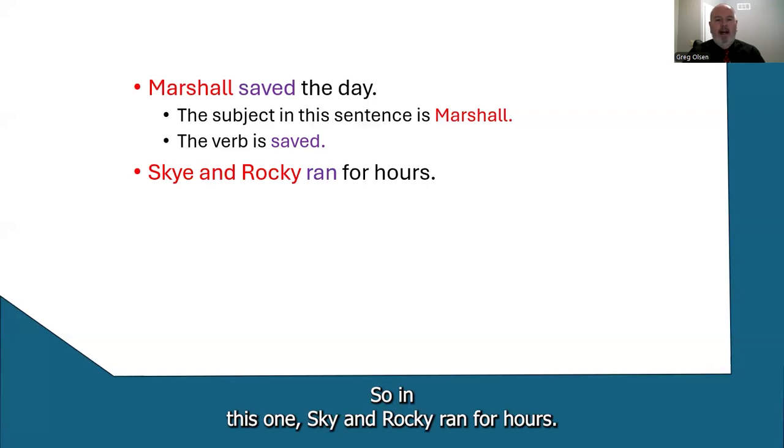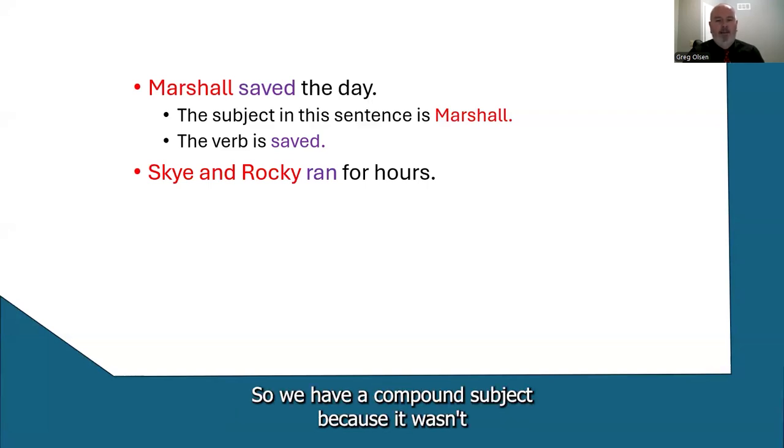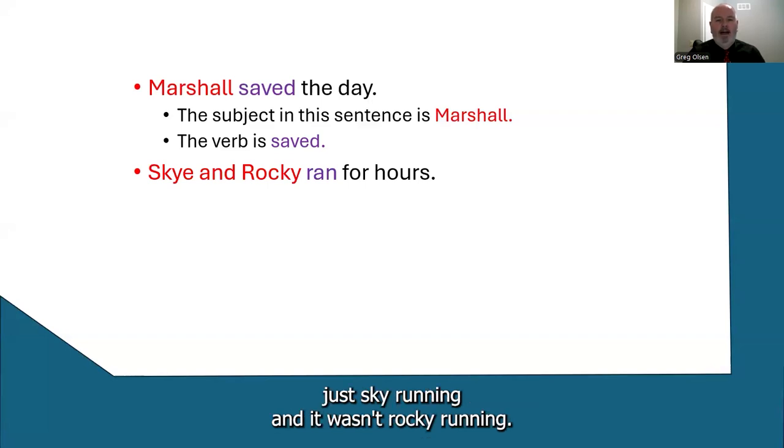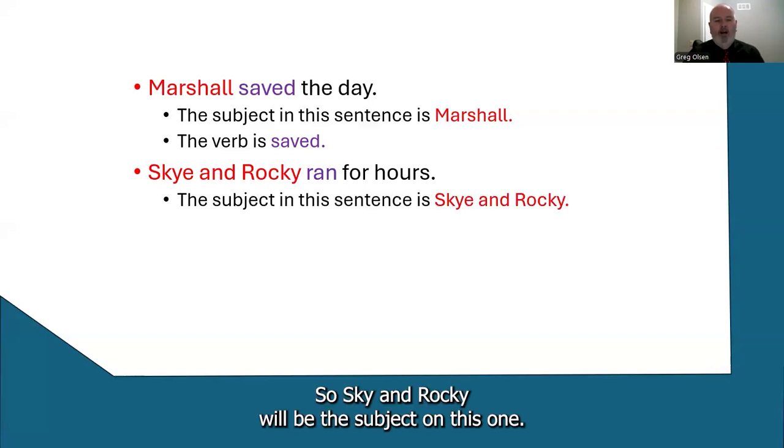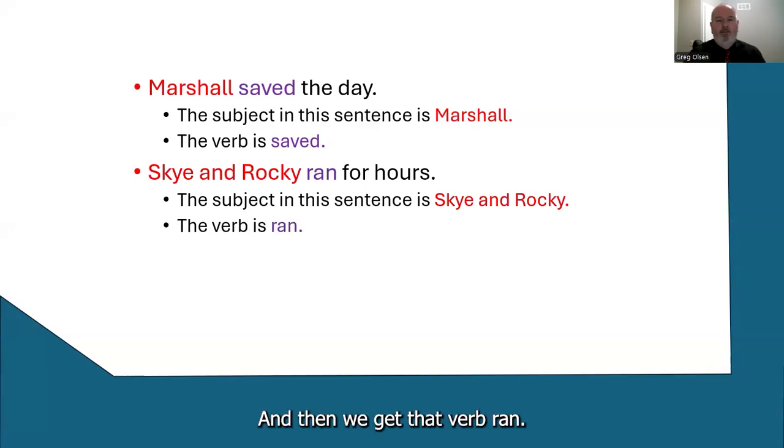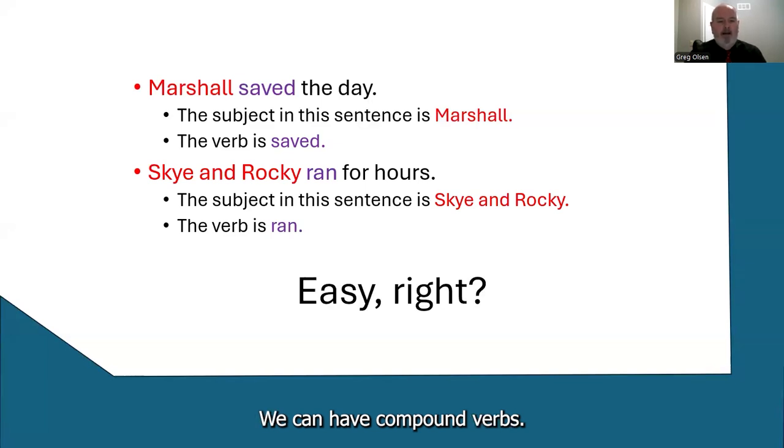So in this one, "Sky and Rocky ran for hours." Here we have a compound subject because it wasn't just Sky running and it wasn't Rocky running. So Sky and Rocky will be the subject on this one. And then we get that verb ran. So we can have compound subjects, we can have compound verbs, but it's pretty straightforward, pretty simple here.